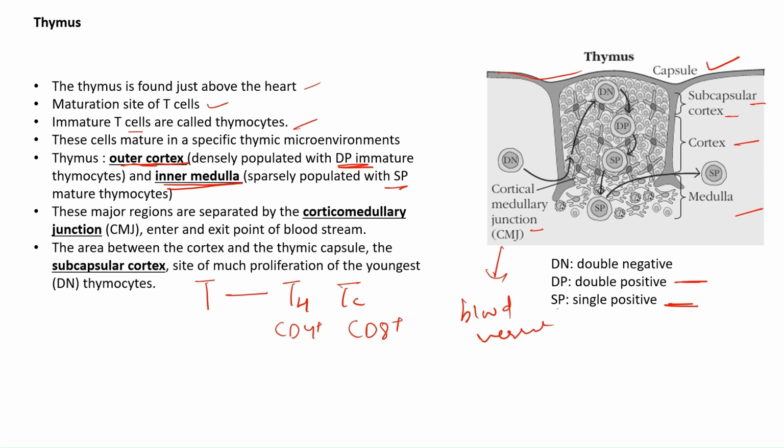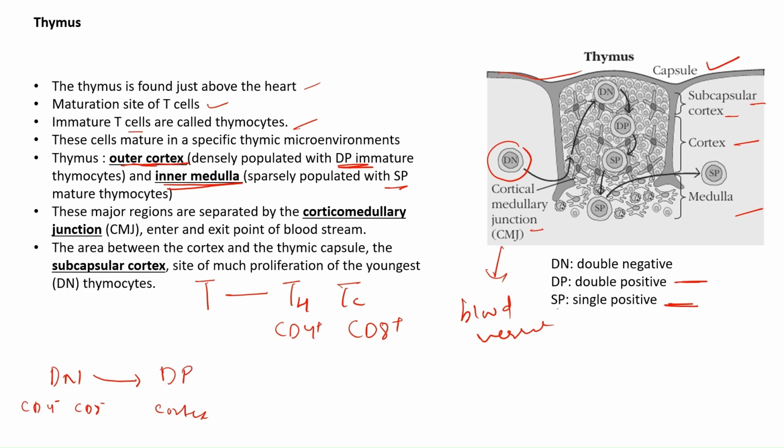The naive T cells are first in the form of DN. DN means double negative, that is, CD4 negative and CD8 negative. That means they do not contain any markers, neither CD4 nor CD8. These are known as DN cells. These DN cells will enter the cortex. When they enter the cortex, they become DP.